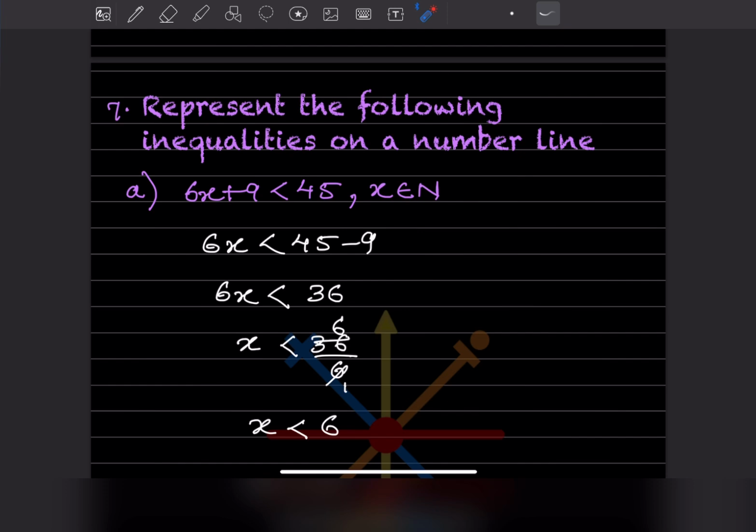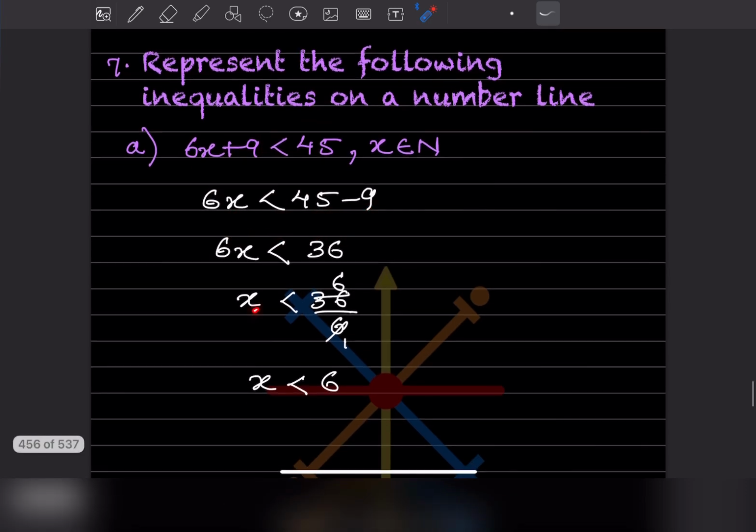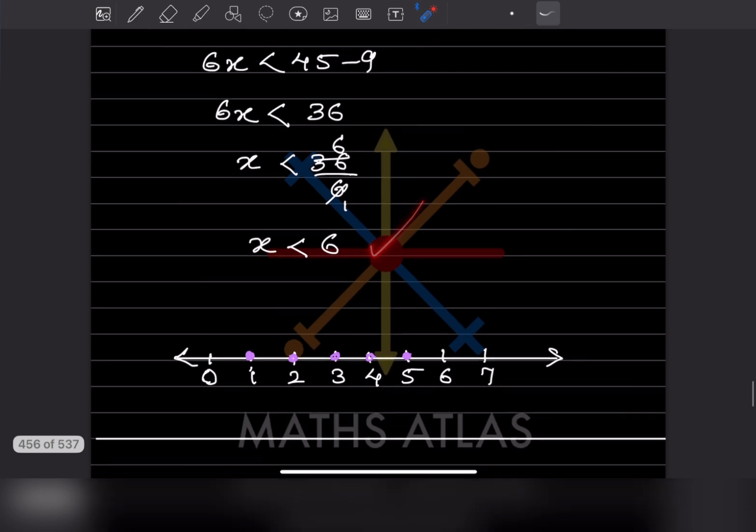So now what will you do here? This 6x you will keep here. This the same, this the same, because this is already on the right hand side. Plus 9 you will take on the other side, that is going to be minus 9. So 6x the same, this the same. So this part is going to be 36. So x will be 36 divided by 6. So x is less than 6.